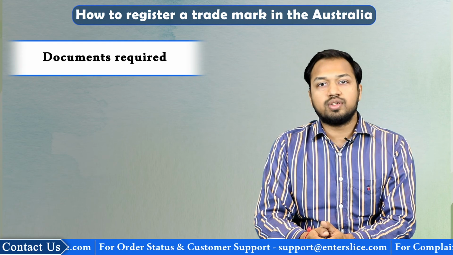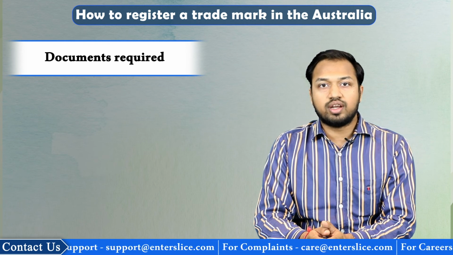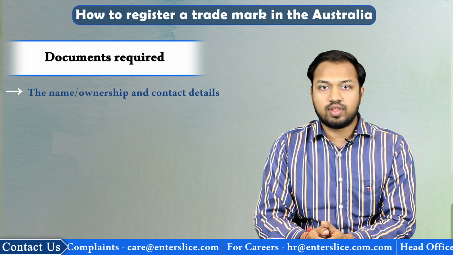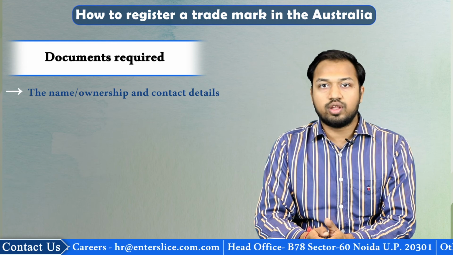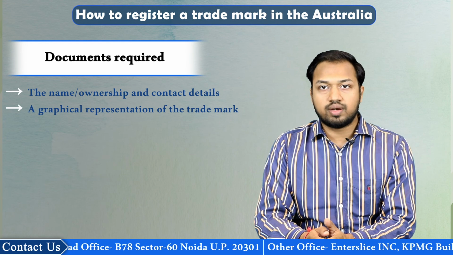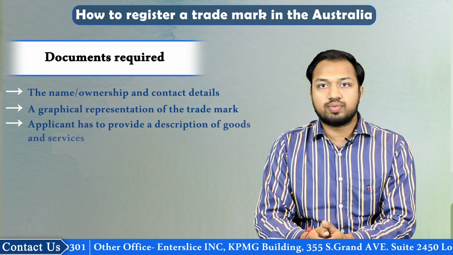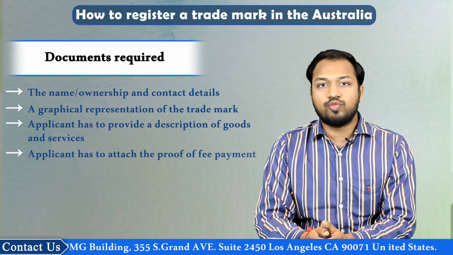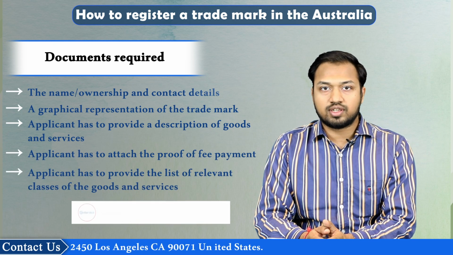Let us now come to the documents that are required for trademark registration in Australia. All the trademark applications should contain the following information about the trademark. 1. The name, ownership and the contact details of the applicant. The address details should either be of the applicant itself or the address of the trademark attorney or solicitor acting on behalf of the applicant. Second, a graphical representation of the trademark has to be attached according to the image requirements. Third, the applicant has to provide a description of goods and services to which the mark applies. Fourth, the applicant has to attach a proof of fee payment. Fifth, the applicant has to provide the list of relevant classes of the goods and services the applicant intends to sell.